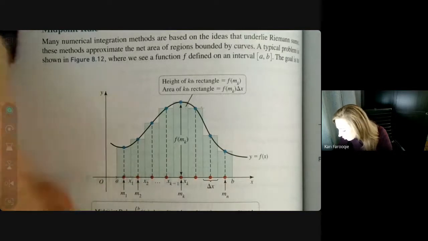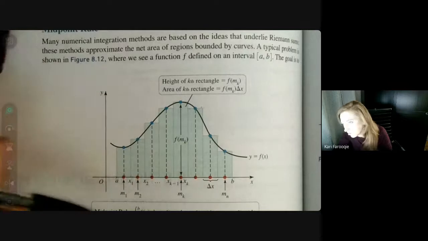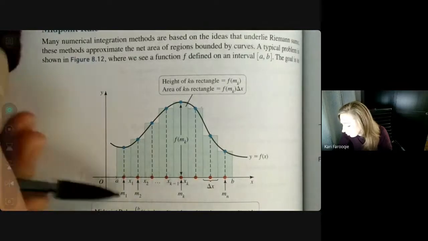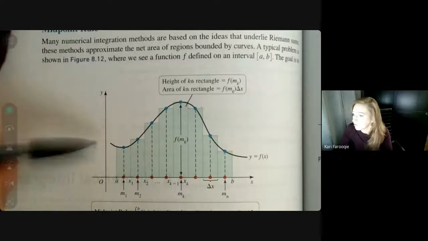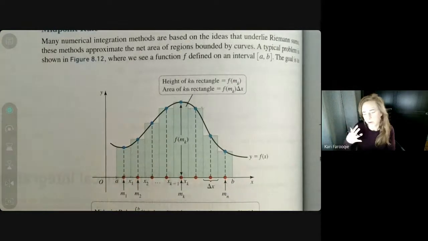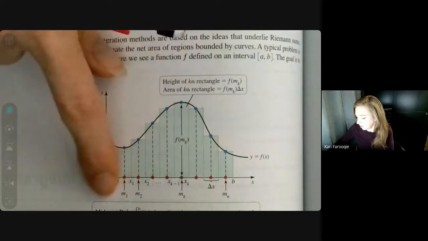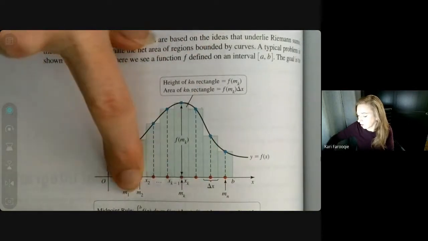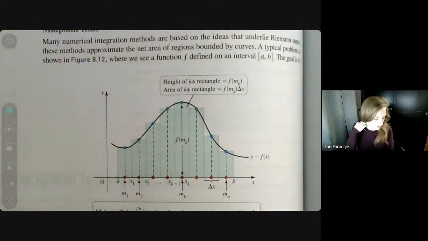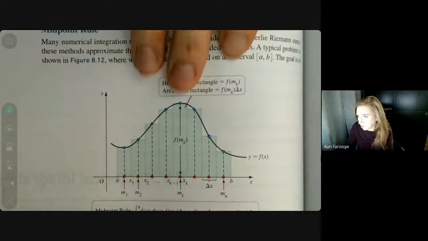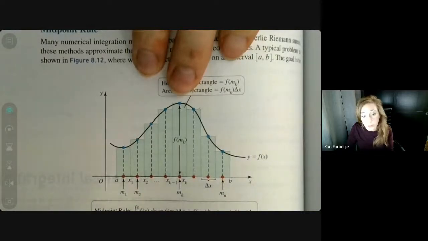So this book calls it m sub 1. Our book calls it x bar sub 1, but it's the same idea. So if you want to think about it as m sub 1 because you don't like the bars, you can think about it that way too. But this is midpoint 1, midpoint 2 as you work your way through instead of saying x bar sub 1, x bar sub 2. But it's the same idea. That's what those are.